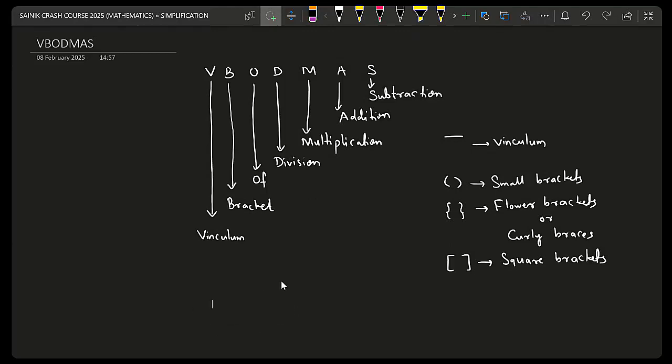This is bracket. Then comes "of". What do you mean by "of"? "Of" simply means multiplication. But this should be done before division also. Before doing division, we have to deal with "of". And after that, division, multiplication, and then addition and subtraction. These fundamental operations we know already. So this is the order we have to follow. Let's take examples so you'll understand.